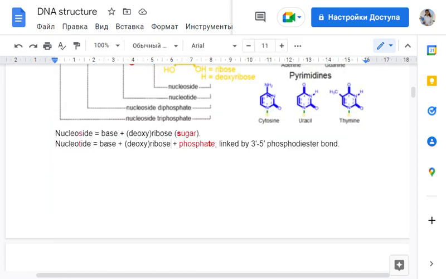To memorize, we have a mnemonic from First Aid. Nucleoside contains sugar, with S in it. Nucleotide contains phosphate, with T in it.